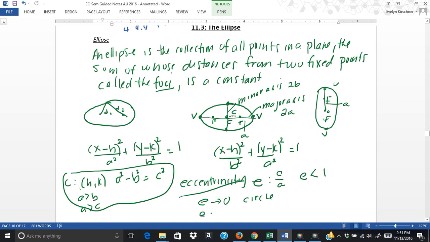And if e is going towards 1, it's a line, because then my ellipse looks like this. It's looking like a line. It's getting very, very flat as e goes to 1. And that's about an ellipse, so I'll do some problems.